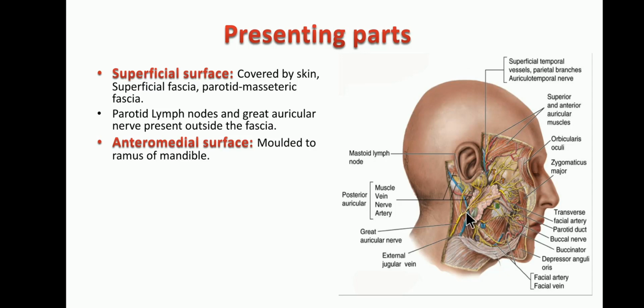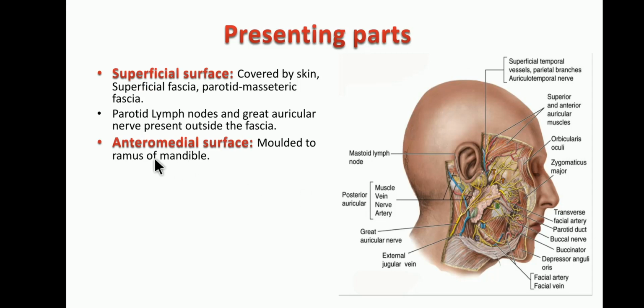So here you are able to see the great auricular nerve, which divides into anterior division and posterior division. This great auricular nerve is actually a sensory nerve, and it is responsible for supplying the skin over the mandible, and it also conveys sensory fibers from the parotid gland. So we have finished the apex of the parotid gland, the base of the parotid gland, and then the superficial or the lateral surface.